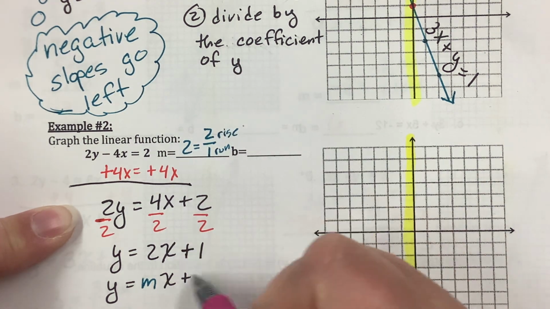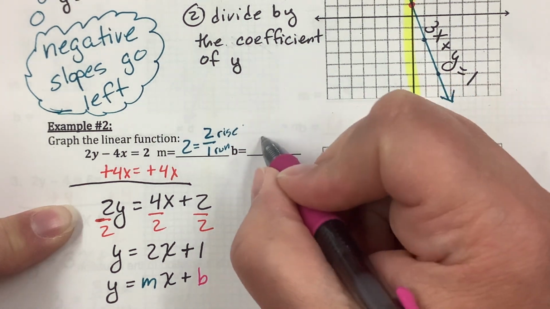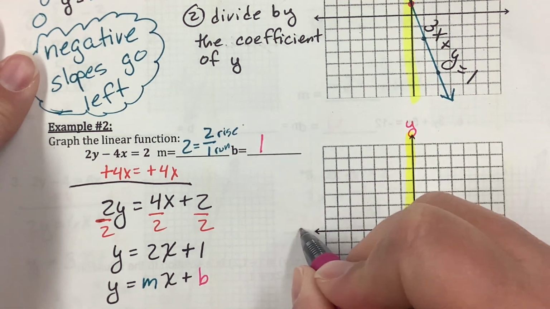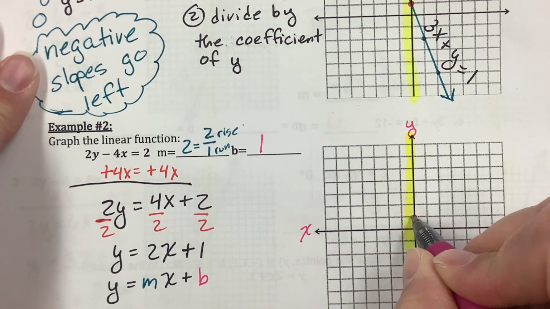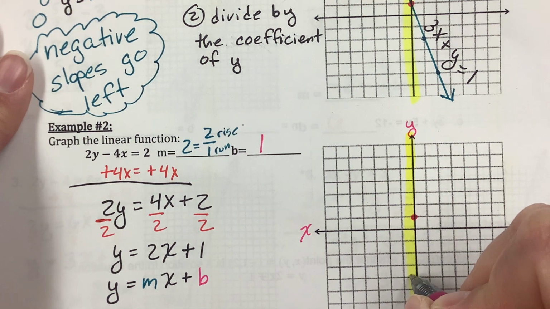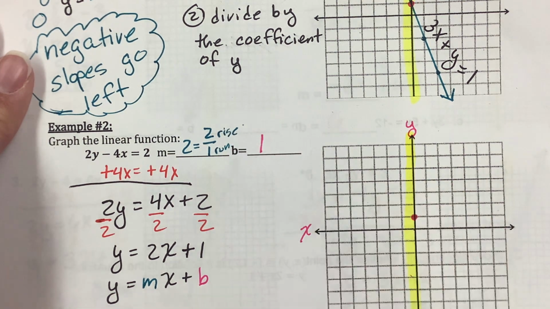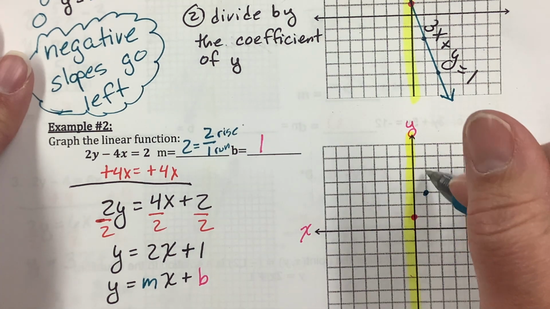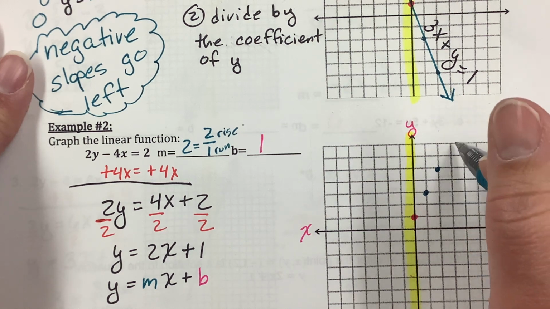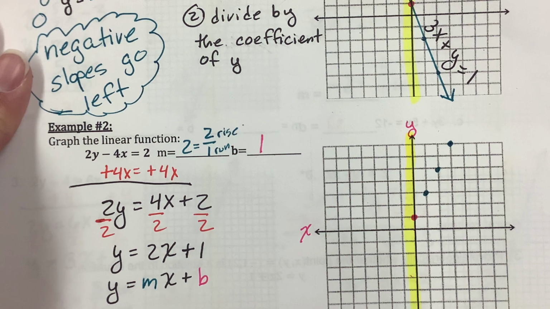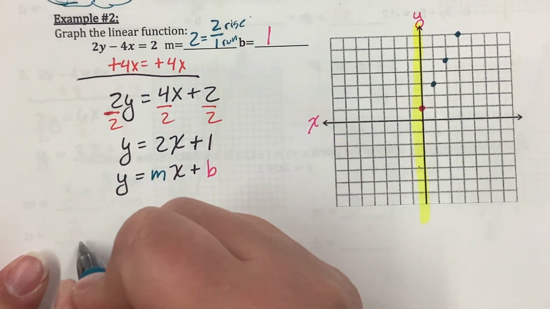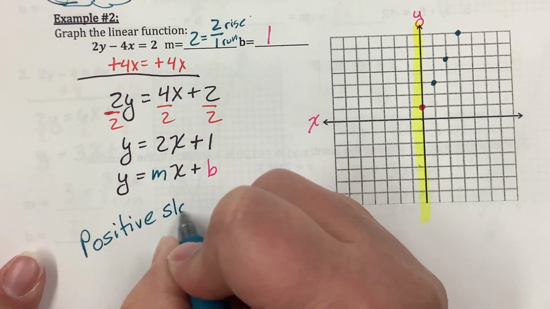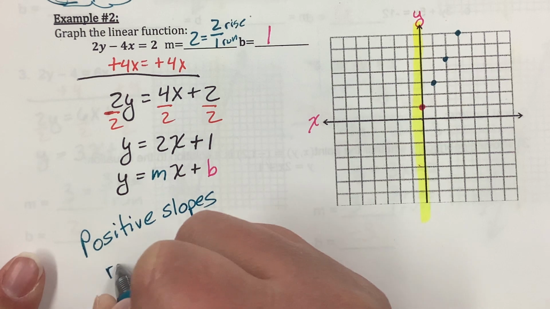I'm going to begin at b. B is 1. So I come over here, and this is the y, this is the x, and I'm going to begin at b equals 1. Now, rise 2, run 1. From this point, I rise 2, run to the right 1. Rise 2, run to the right. And now I'm going to put a little thought bubble here. Positive slopes run to the right.